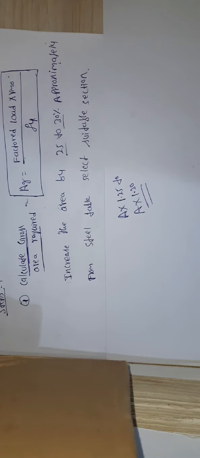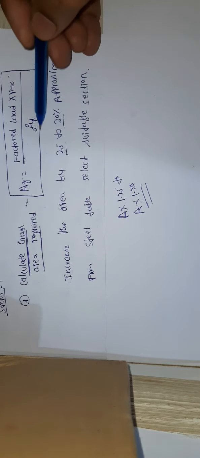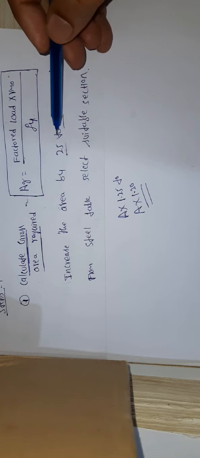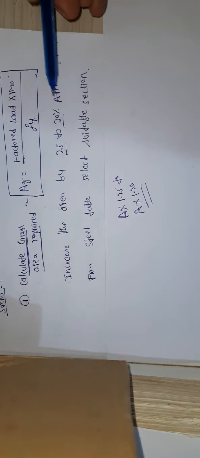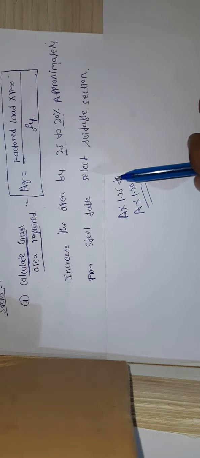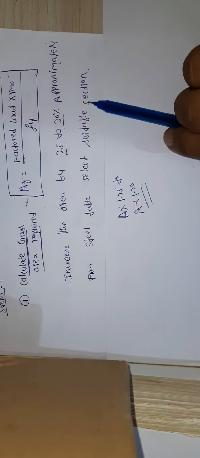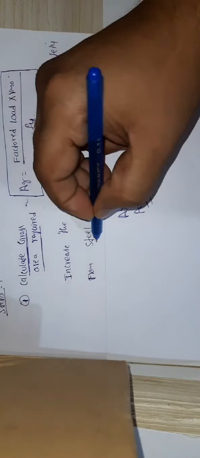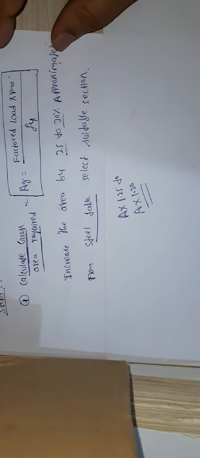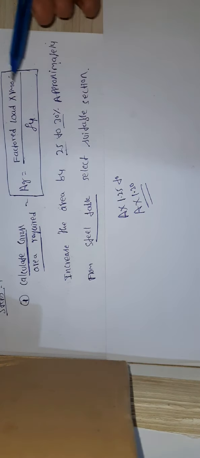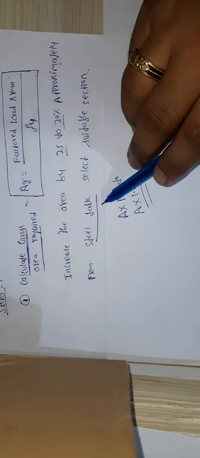Then, after calculating the areas and increasing them by 1.25 or 1.3 times, you select the suitable sections required from the steel tables. Very important, we need to select the suitable sections from the steel tables.